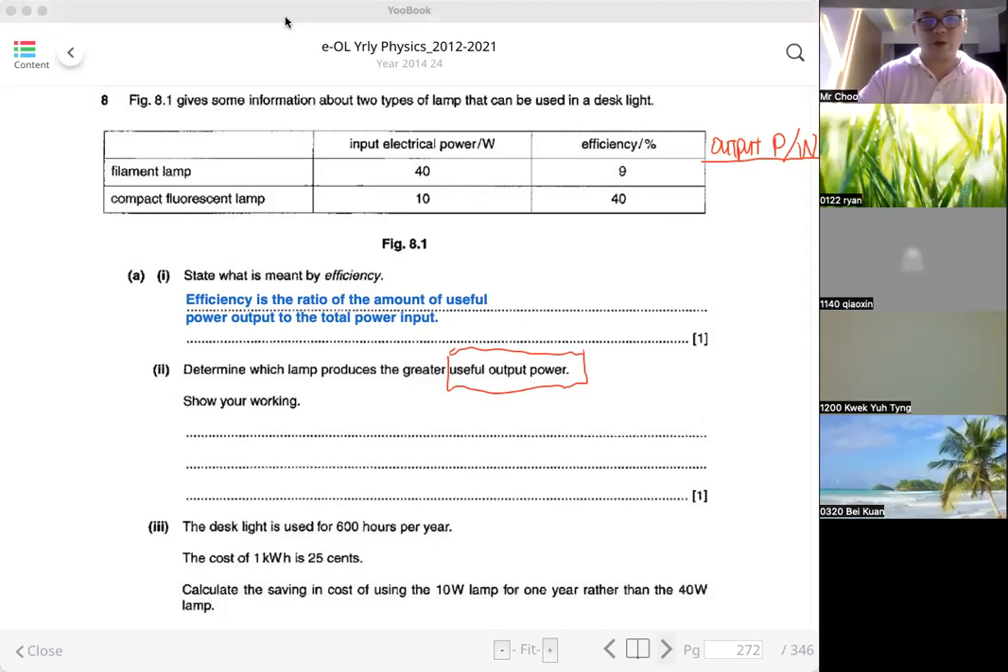Okay, Oscar, your part 3 is correct, but where is your working? Ryan, your answer is correct for part 2, but where's your working? How do you get the answer?